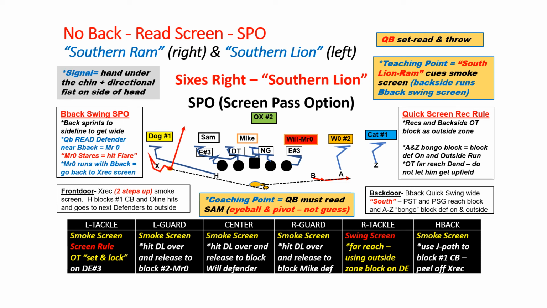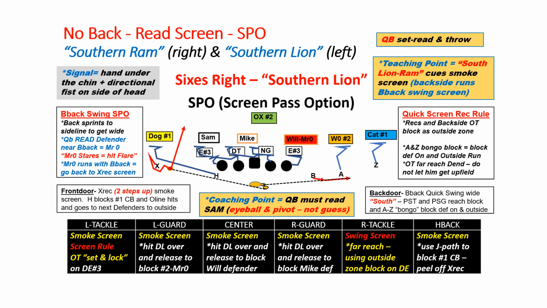This is where we put now the back to the call, and it's our usual duo set with the H and the X away and the A and the Z toward. So we've got 3 receivers to the B side. What we're going to do is call this actually to where the linemen are going with the screen action. So this would be a southern lion.